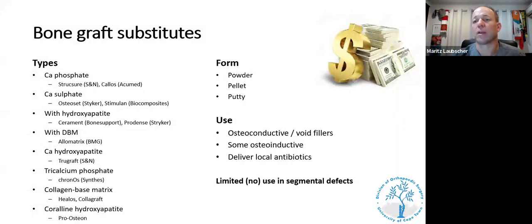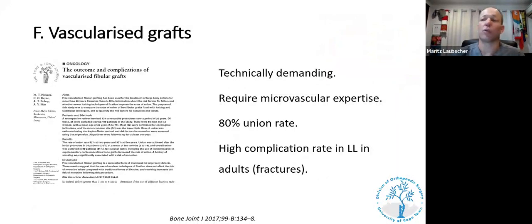Now, vascular graft is something that's always mentioned. And the best known vascular graft is a vascularized fibula. Now, firstly, vascularized fibula transfer is a very technically demanding operation. You need microsurgical expertise. All of us in South Africa have quite poor access to plastic surgery in general, and then even more so microvascular surgical skills.